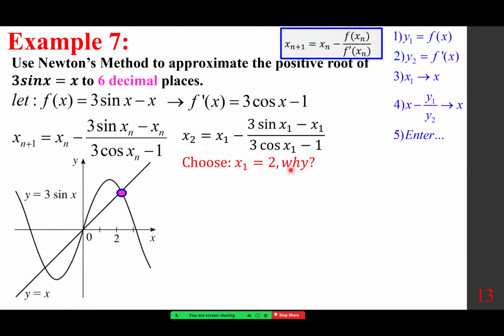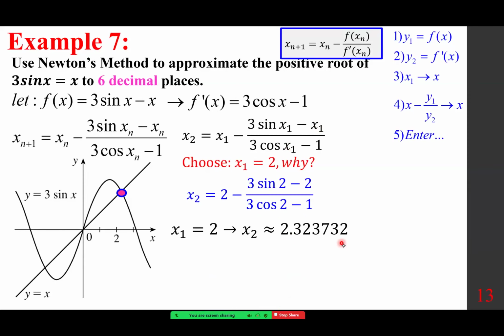Now, we choose x sub 1 to be 2. Why is that? As you can see, this 2 seems to be pretty close to that. You can go with 2, you can go with 3. So if you plug in 2, replace this number with 2, this number with 2, and now you have to use a calculator. So when x sub 1 is 2, x sub 2 using a calculator is this one. And remember, you want 6 decimals.